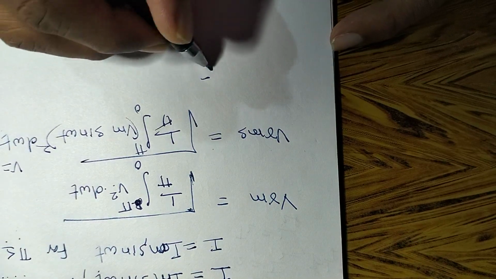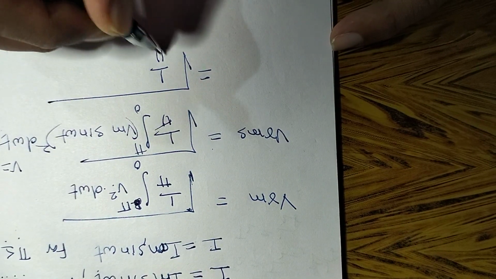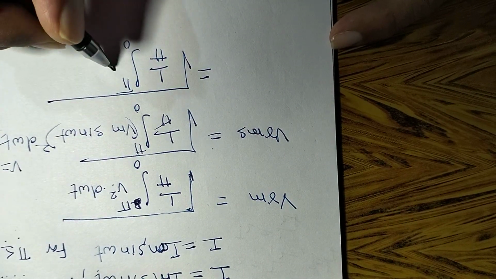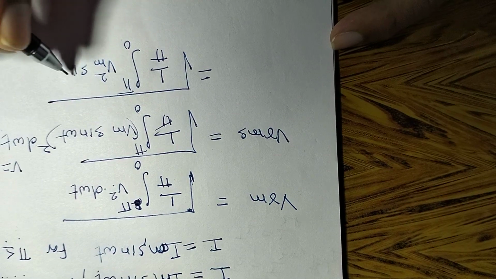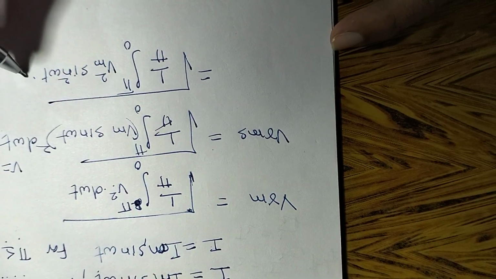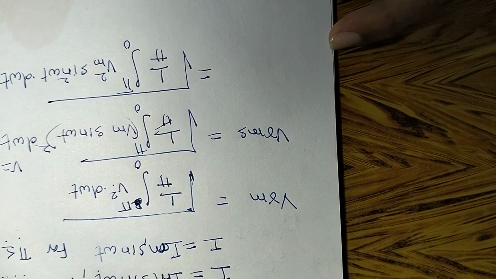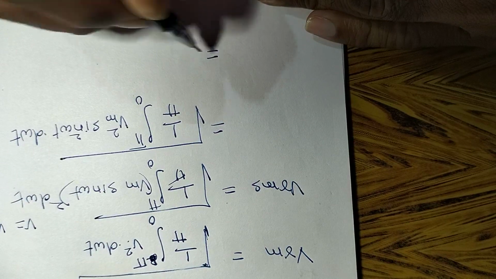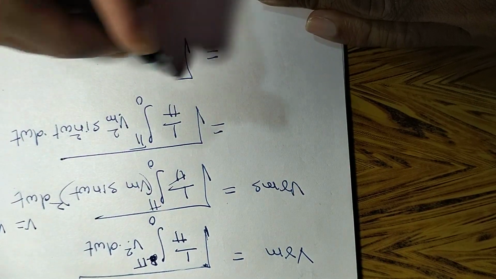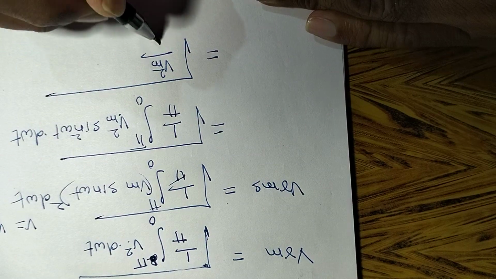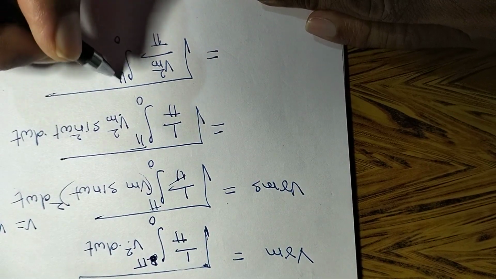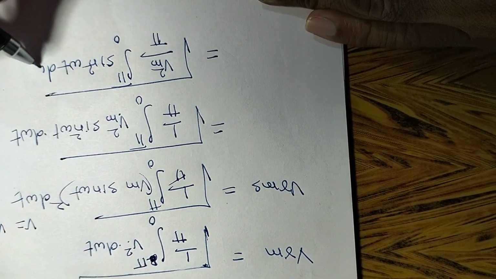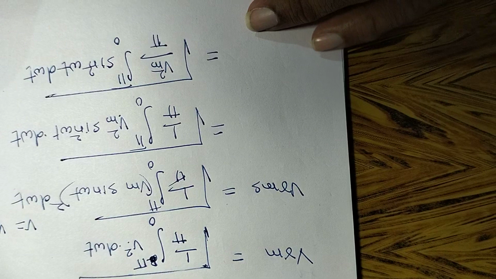That equals 1 divided by pi integral 0 to pi of Vm square sin square omega t d omega t. After that, Vm square goes outside: Vm square divided by pi integral 0 to pi. What is the expression remaining here? sin square omega t d omega t.